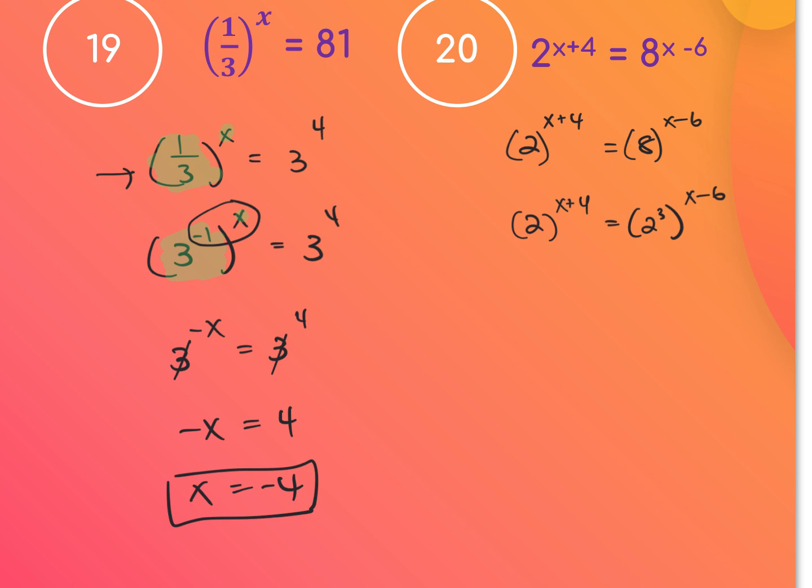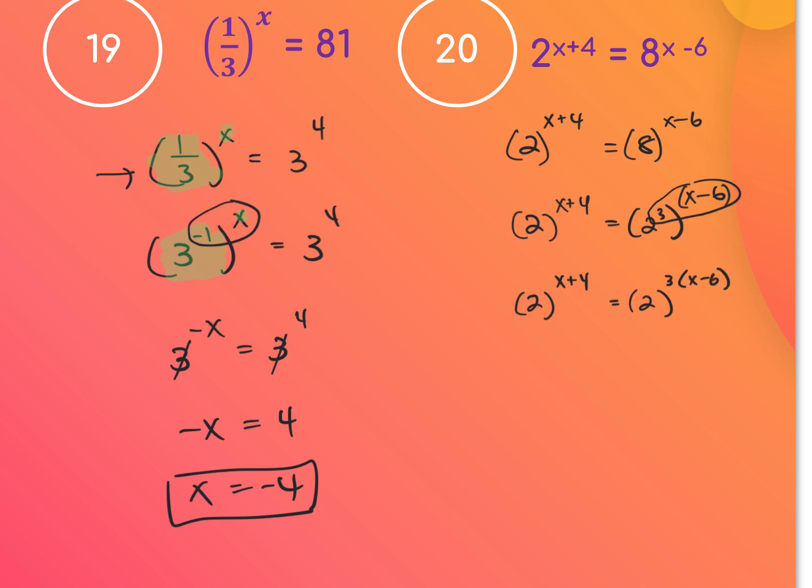Now what I'm going to have to do is raise this power to a power. Because what I want is to get the 2's by themselves in the parentheses so that I can cancel them out. So I know that a power to a power is going to be 3 times x minus 6.